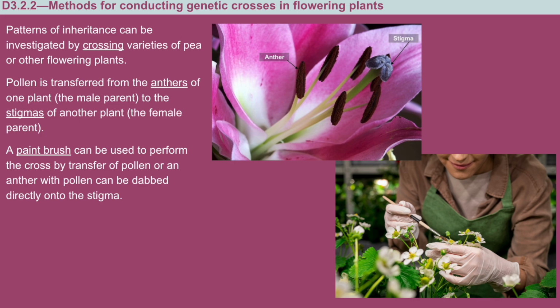So if we want to investigate inheritance and actually do genetic crosses, that can be done using, for example, a paintbrush, where you can actually use a brush to gently pick up the pollen from an anther, and then dust it onto a stigma of the plant that you would like to cross with the other plant.